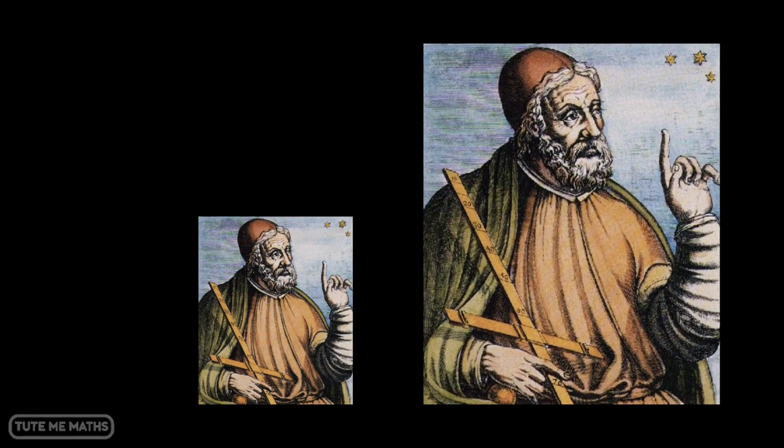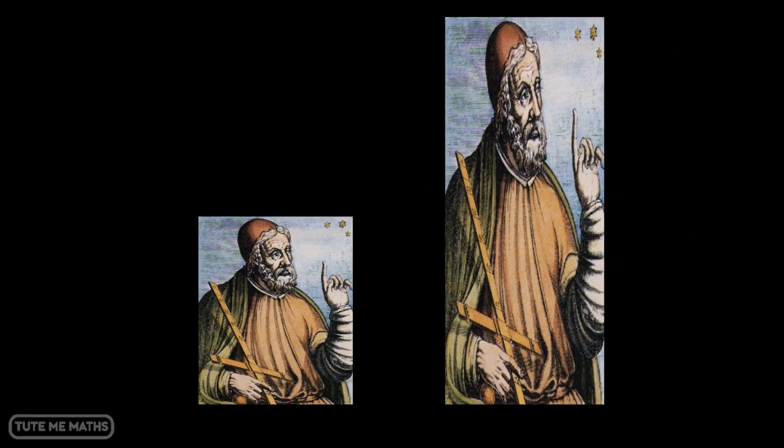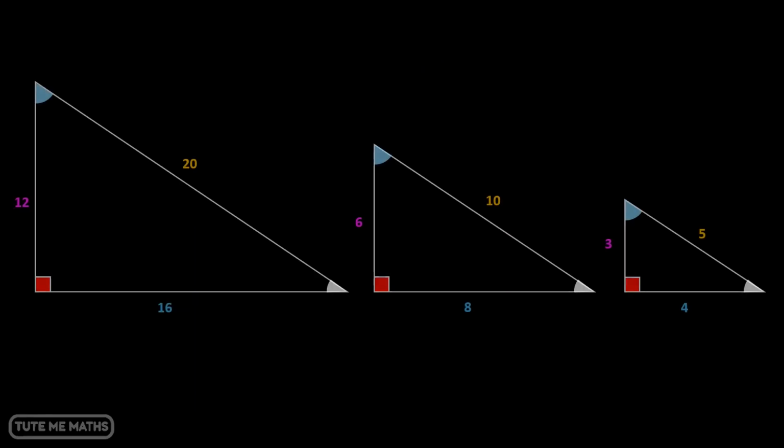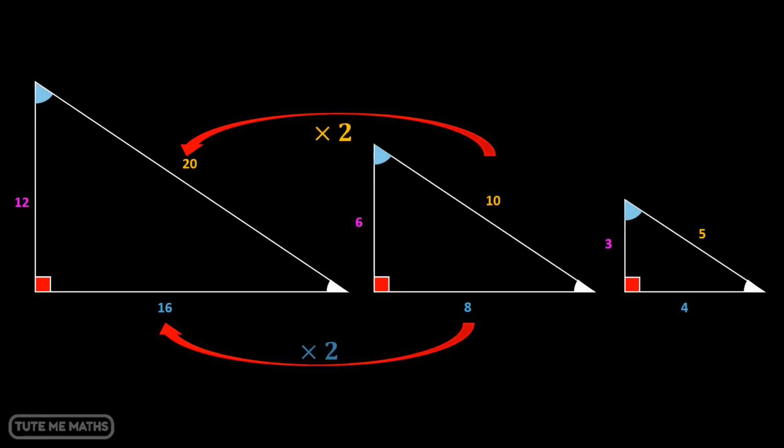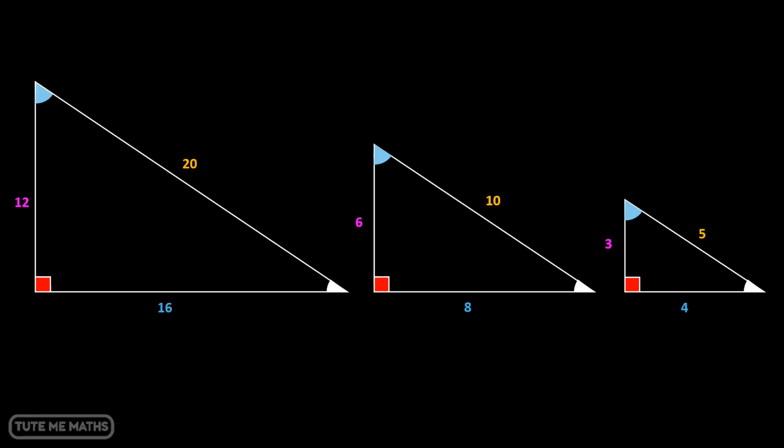Think about enlarging a photograph. If we double the width, we also double the length. It wouldn't look right if we only doubled the length. Looking at our triangles, since all sides have been multiplied by the same factor, then the ratio between any pair of sides in the original triangle will remain the same in the enlarged or reduced triangle.